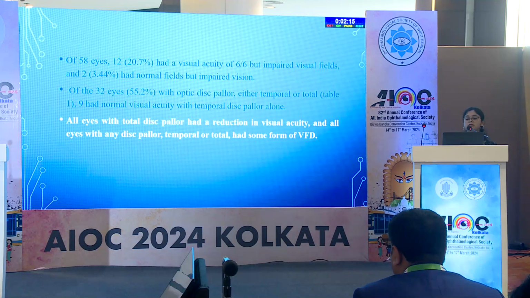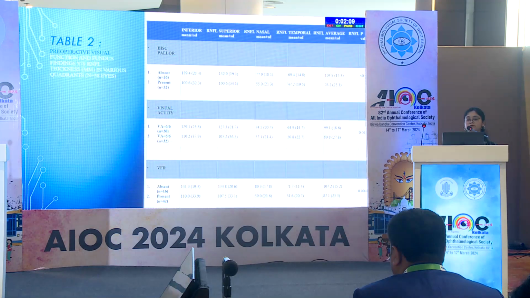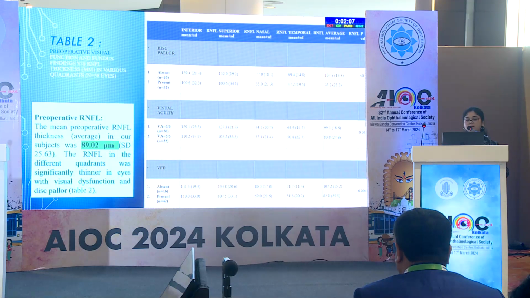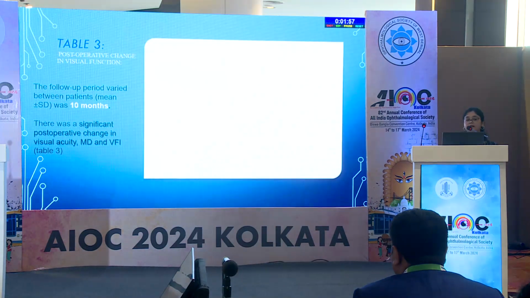All eyes with total disc pallor had a reduction in visual acuity, and all eyes with any disc pallor, temporal or total, had some form of visual field defect. Table 2 shows that in our patients, the mean preoperative RNFL thickness was 89.02 micrometers, and the RNFL in different quadrants was significantly thinner in eyes with visual dysfunction and disc pallor.